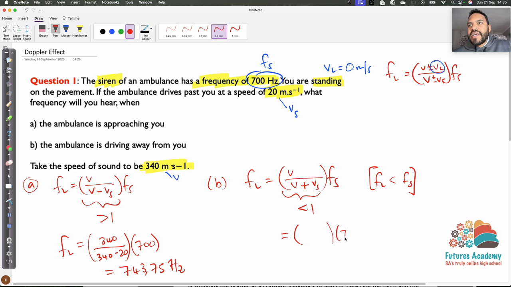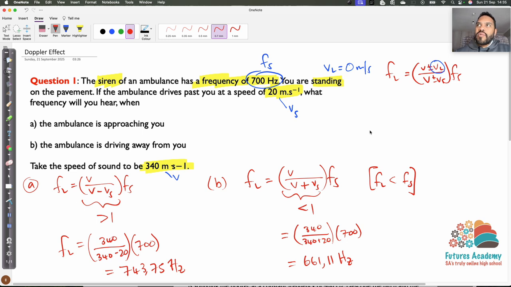Now let's actually substitute in, guys. I'm going to multiply this by 700. On this side, I'm going to have V, which is 340. And here I'm going to have 340 plus 20. And when I calculate that, I get an answer of 661.11 hertz. Okay. Hopefully we're all together on that. 661.11 hertz. Okay. And so there you can see the examples.